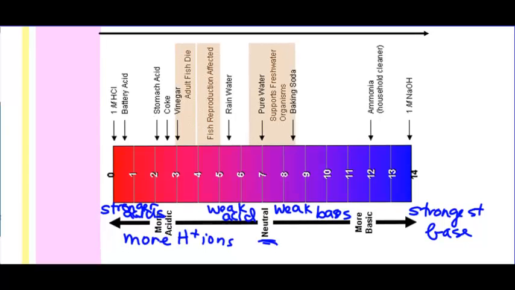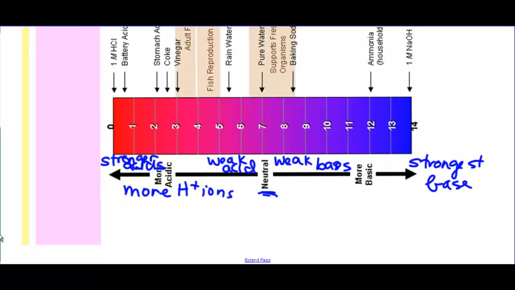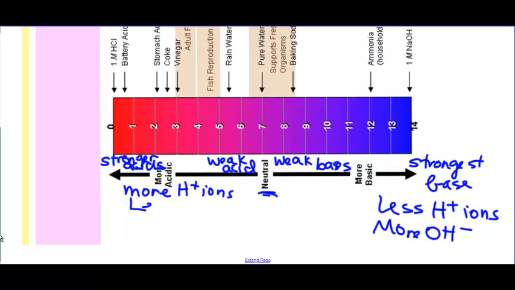So generally, the lower you go, the more hydrogen ions you have. The higher you go, the less hydrogen ions you have, and the more hydroxide ions you have. And again, vice versa. The lower you go, the more hydrogen ions, the less hydroxide.